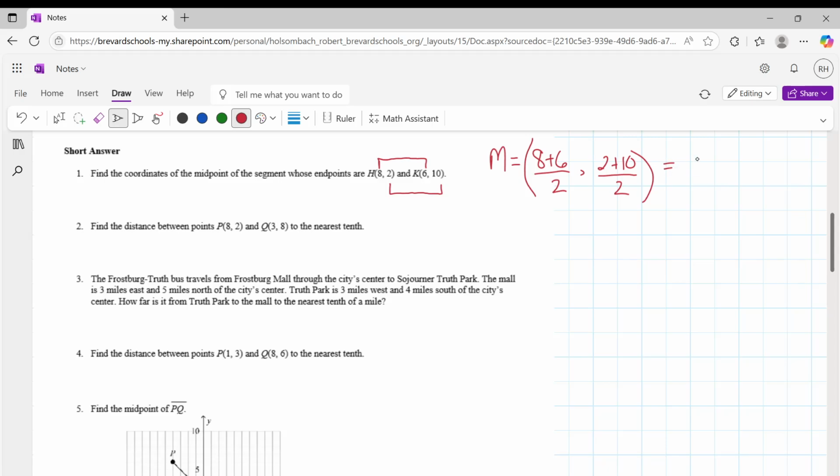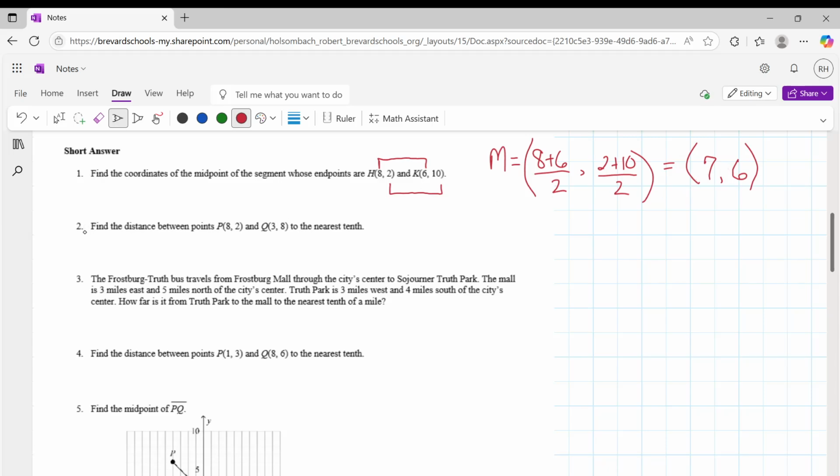So our midpoint is going to be at, what's 8 plus 6 divided by 2? 7. You can be typing it in your calculator while we're doing this if you don't know or can't do it in your head. What about 2 plus 10 divided by 2? 6. So our midpoint is at 7, 6. Any questions there?